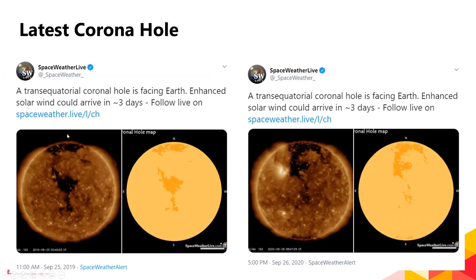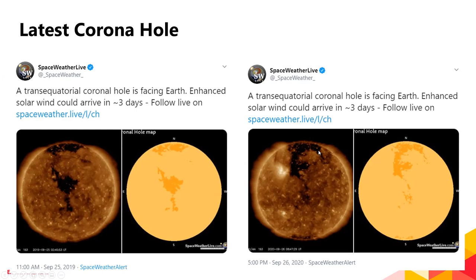You will notice that the tweet says there is a trans-equatorial coronal hole facing the Earth. If this is the case, the enhanced solar wind, as I mentioned earlier, could arrive in about 3 days. Whatever this solar wind brings to the space environment of the Earth will arrive in approximately 3 days. Last month, the same thing happened: a trans-equatorial coronal hole facing Earth, and enhanced solar wind could arrive in around 3 days.